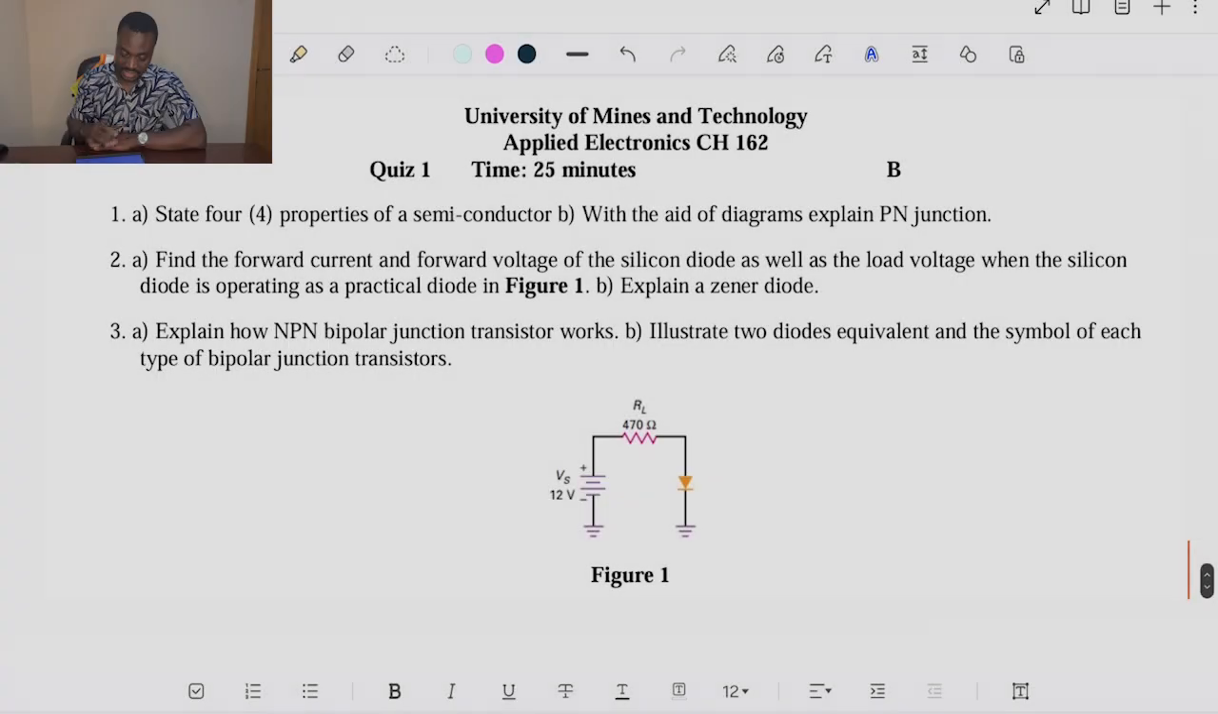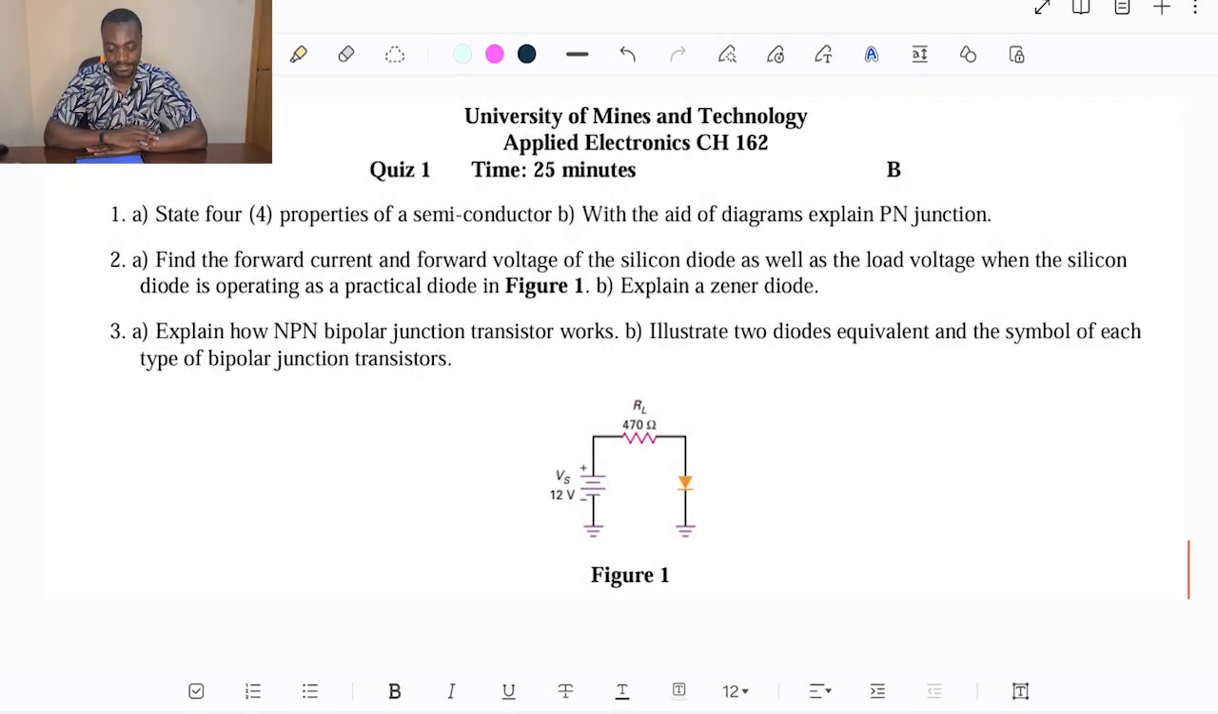So the first question was to state 4 properties of a semiconductor. The first property you can state is that semiconductors tend to have 4 valence electrons. For example, silicon has 4 valence electrons, and the same for germanium, and these two are semiconductors.